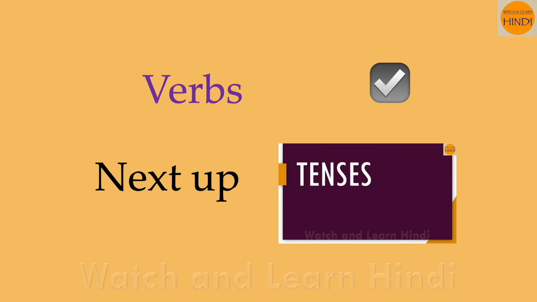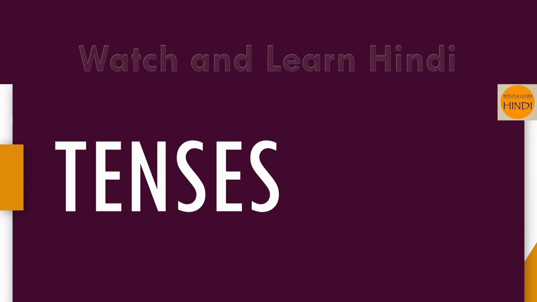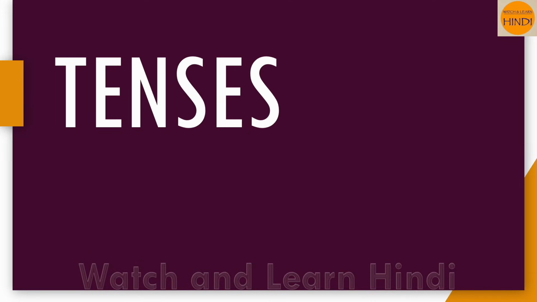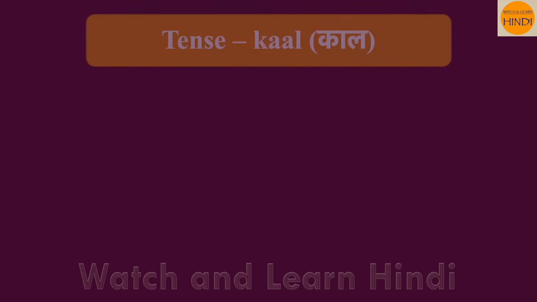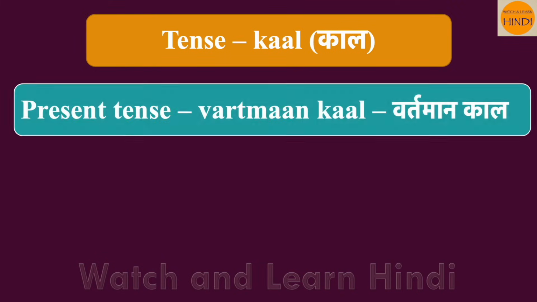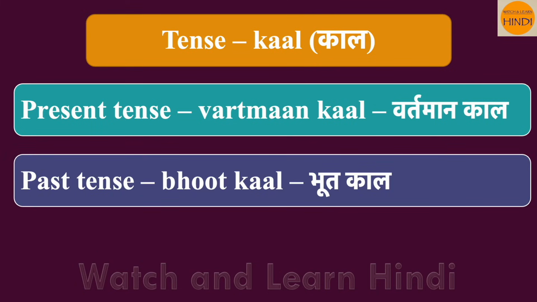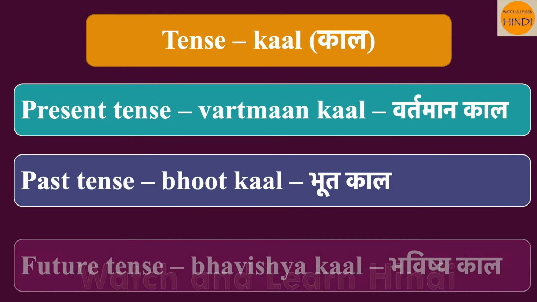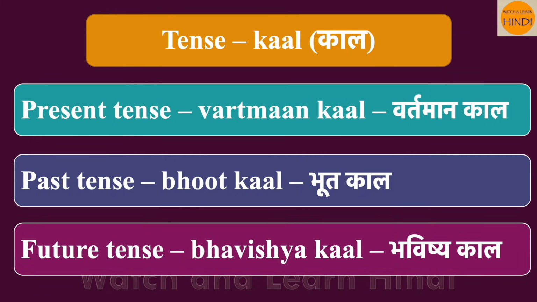Next up, tenses. Learning about tenses is very important in order to understand any language. In Hindi, tense is called kal. So, present tense is Vartaman Kal, past tense is Bhoot Kal, and future tense is Bhavishya Kal. And just like in English, in Hindi also, tenses are usually manifested by the use of specific forms of verb.